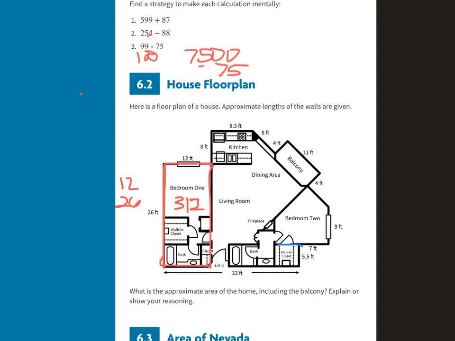Now we can break this little rectangle up, right here, the entryway, the bath, and the walk-in closet. We know the height is 5.5, and the whole thing is 33. But we know from the previous problem that this distance is 12, so 33 minus 12 is 21. So this distance right here is 21. So we're going to go 21 times 5.5, which is 115.5.